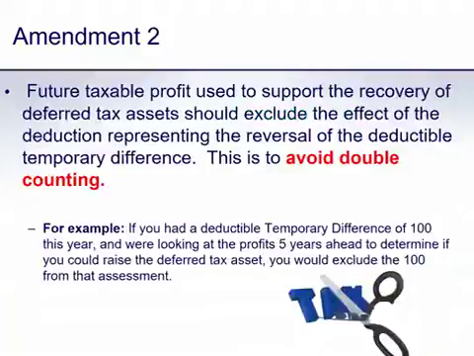The second amendment clarifies that future taxable profit that is used to support the recovery of deferred tax assets should exclude the effect of the deduction representing the reversal of the deductible temporary difference. Failing to do so would effectively result in double counting. So for example, if you had a deductible temporary difference of 100 this year, and we're looking at the profits 5 years ahead to determine if you could raise the deferred tax asset, you would exclude the 100 from that assessment.